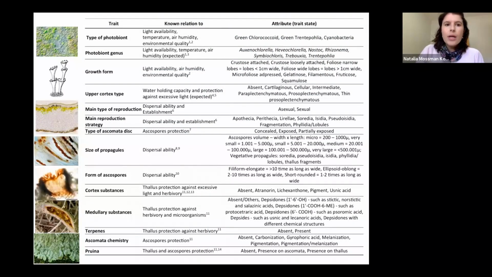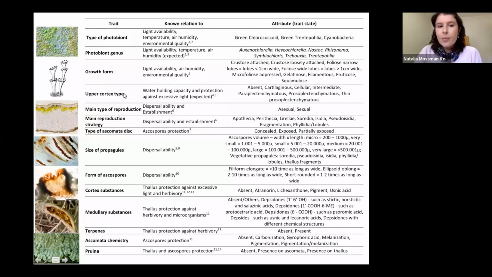So to do this work, we used several lichen functional traits, and we categorized them in as many attributes as we could. So for example, we had the type of photobiont that we categorized in green coccoid, green Trentepohlia, and cyano. Photobiont genus that we categorized based on the genera that we found, growth form that we broke into crustose attached, loosely attached, narrow lobes, foliose, wide lobes, microfoliose pressed, gelatinous, filamentous, fruticose, and squamulose.